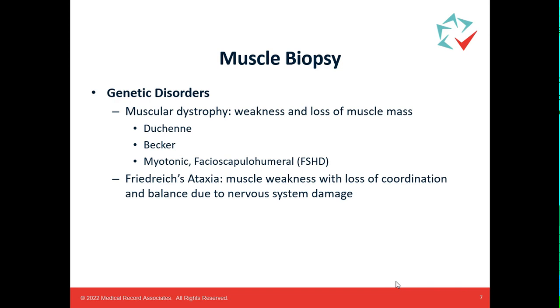Another genetic disorder called Friedreich's ataxia occurs around 5 to 15 years of age in patients. It affects the spinal cord, peripheral nerves, cerebellum function, and the heart. Due to the sites that it's affecting, these patients are going to have some muscle weakness with loss of coordination and balance due to those nervous system damages that they're experiencing.